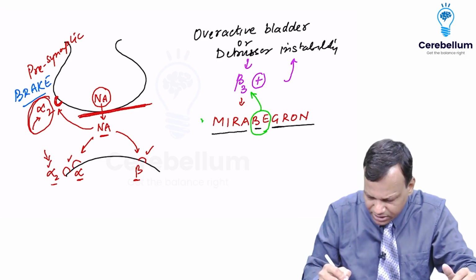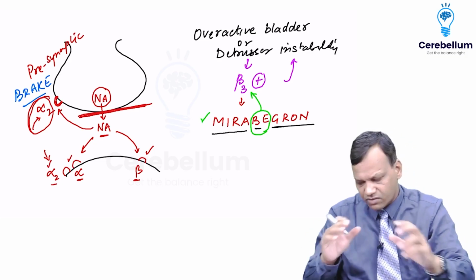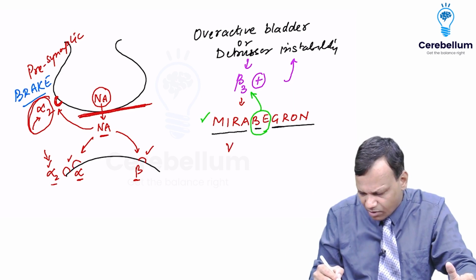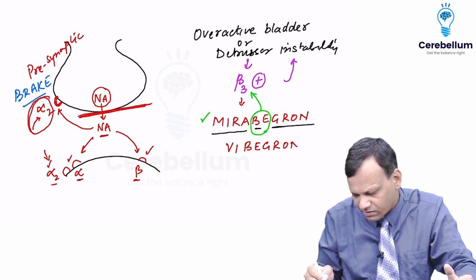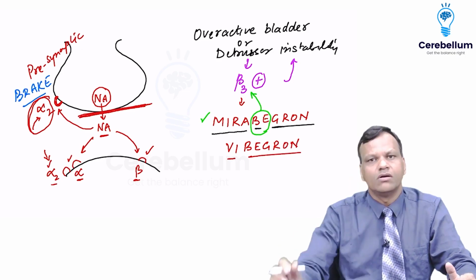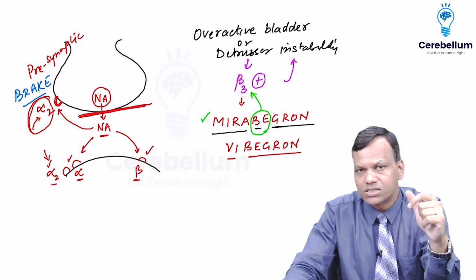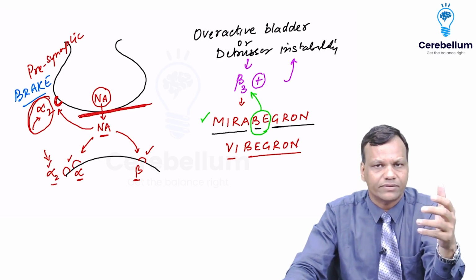Now another important thing, recently we have developed another drug which is similar to mirabegron. The name of that is vibegron. That was mirabegron, it is vibegron. Both of them are beta 3 agonist. They can be used in overactive bladder.